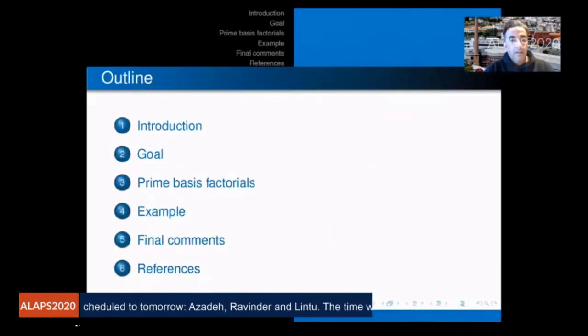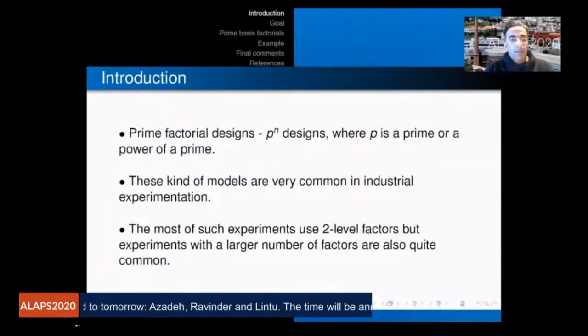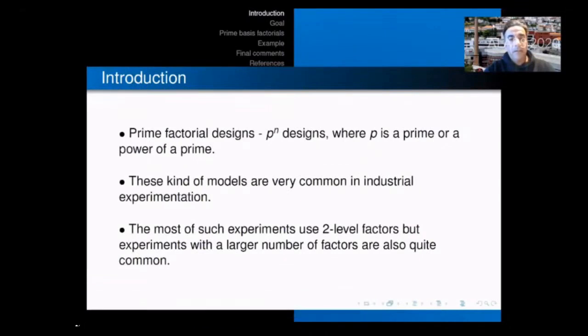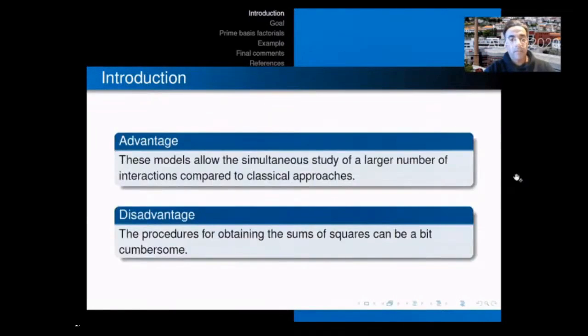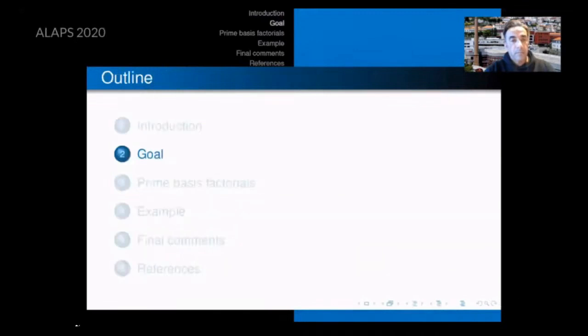This is the outline. Prime factorial designs are P up to n designs, where P is a prime or a power of a prime. This kind of model is very common in industrial experimentation. Most such experiments use two-level factors, but experiments with a larger number of levels are also quite common. The advantage is that these models allow the simultaneous study of a larger number of interactions compared to classical approaches. A disadvantage is that the procedures for obtaining the sums of squares can be a bit cumbersome.